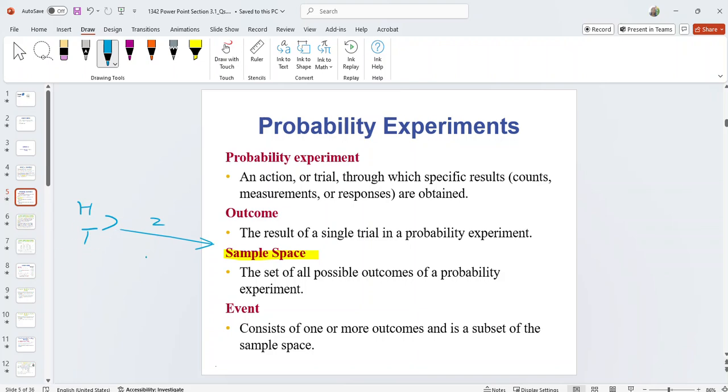So the total, all possible outcomes is called a sample space. All right. So sample space is all the possible outcomes. And then if you toss a dice, you're going to have a face of either 1, 2, 3, 4, 5, or 6. You're going to have 6 possible outcomes. So if you throw a dice, the sample space here will be 6, from 1 to 6.